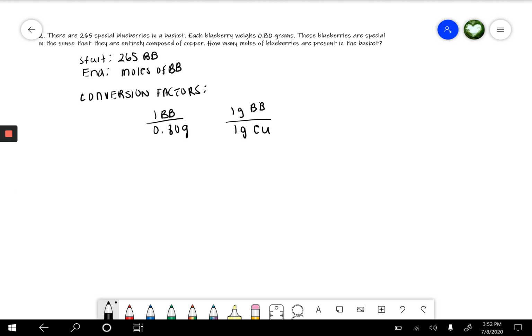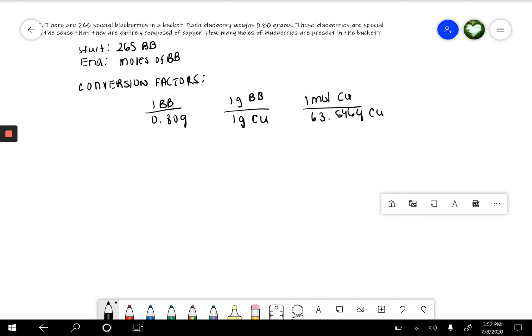Because we're trying to get moles of blueberries, we also know that we can convert grams to moles by using molar mass. So we also know that 1 mole of copper, based on the periodic table, is equal to 63.546 grams of copper. Using these conversion factors, we're trying to see how many moles of blueberries there are.